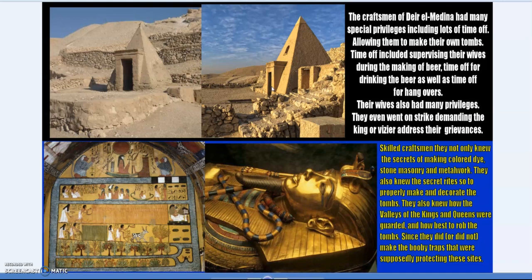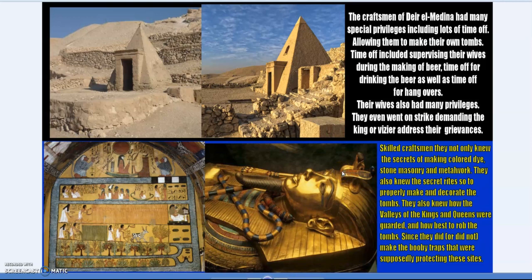And famously, the workers here went on strike and demanded that the king or the vizier come and address their grievances. And when the local chieftains supported the king, they kicked him out as their representative and chose their own representative. These people were skilled craftsmen. They knew the secrets of making colours and dyes, stonemasonry, metalwork. Also because they had to make these for the kings and the nobles, they knew all the secret rites. To make and decorate these tombs properly, they had to know how to do it. They also knew the secrets of how the Valleys of the Kings and Queens were guarded.